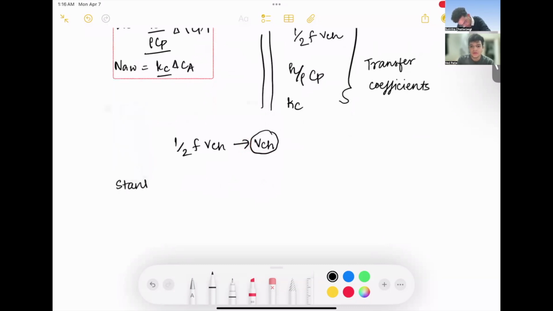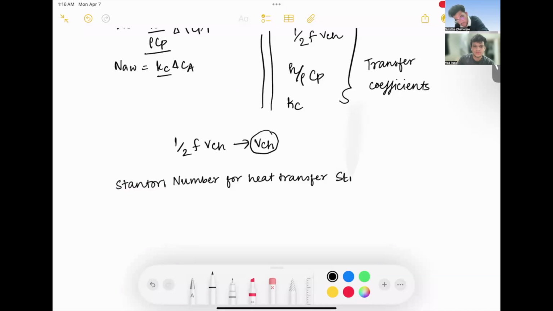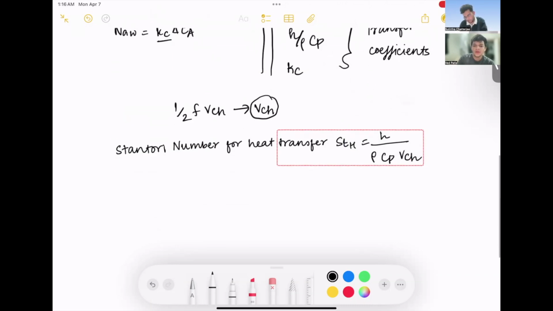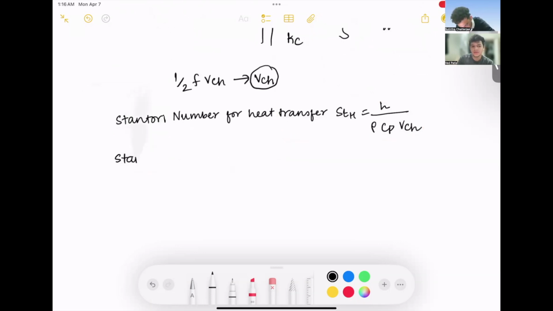Now we will derive the heat transfer Stanton number, which is also denoted as STH, which equals h upon rho Cp multiplied by VCH. Now we will derive the Stanton number for mass transfer, which is also denoted as STM, which equals Kc by VCH.